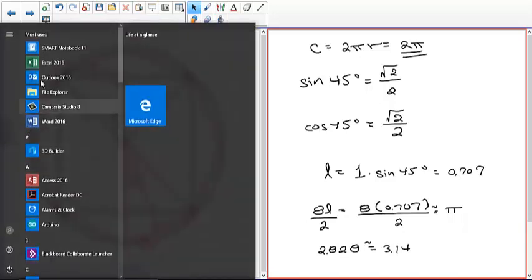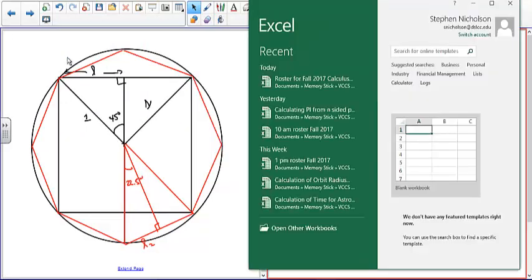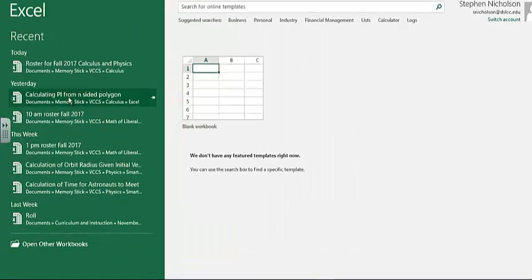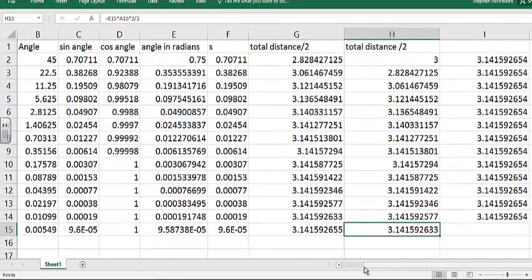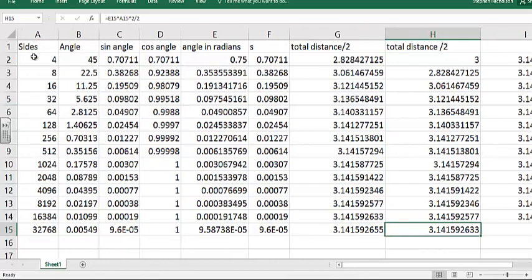So let's start up Excel here. I put this all together into a spreadsheet. The first line is what we've done so far. A 4-sided polygon, a square. Each right triangle has a 45-degree angle from the center. So there are eight of these sides. Each side of the square is 2 of the smaller lengths.